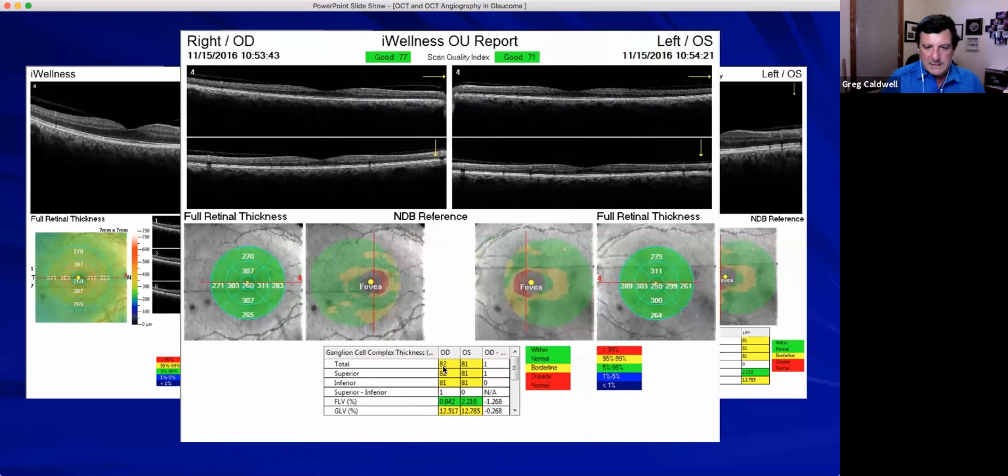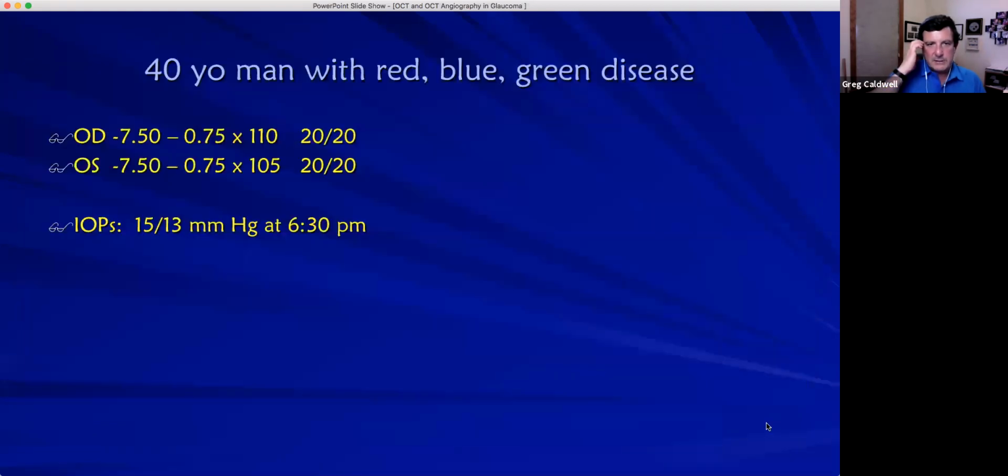But when you come down and see 82, 81, 82, 81, 81, 81, 1 micron, 0, very symmetric, 1 micron different, 0 microns, saying, hey, doc, don't worry about glaucoma. It's more of a general thinning. And that's what's happening with these. So I like to use symmetry a lot.